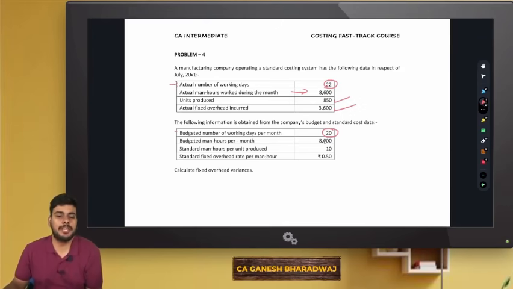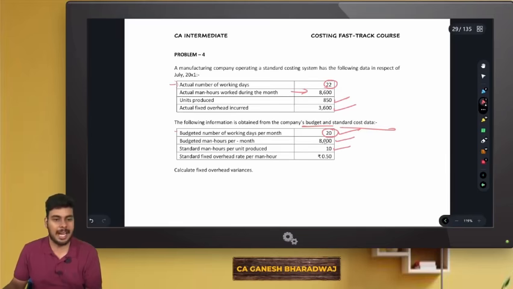Now the following information is obtained from the company's budget and standard cost data. Budgeted number of working days per month is 20. Budgeted man hours per month is 8,000. Standard man hours per unit produced is 10 hours. Standard fixed overhead rate per hour. So this is the standard rate per hour directly given. The question is 0.5. Calculate fixed overhead cost variances.